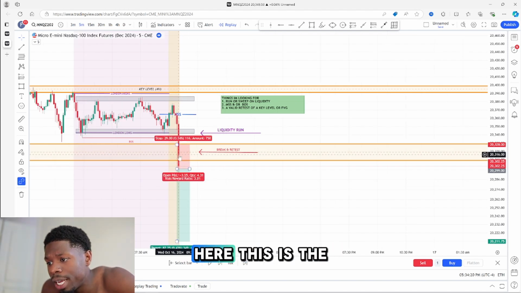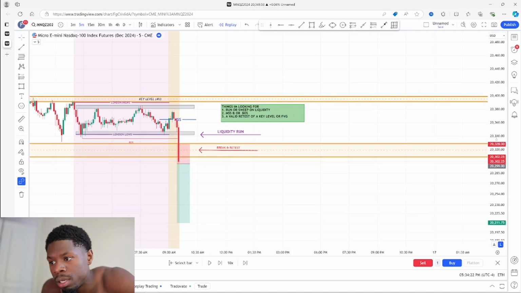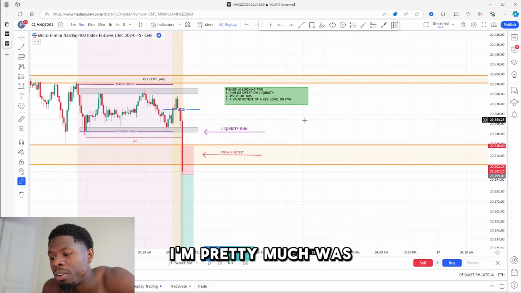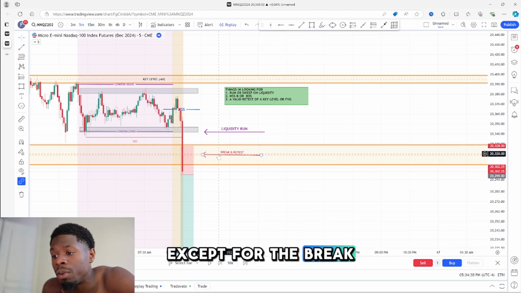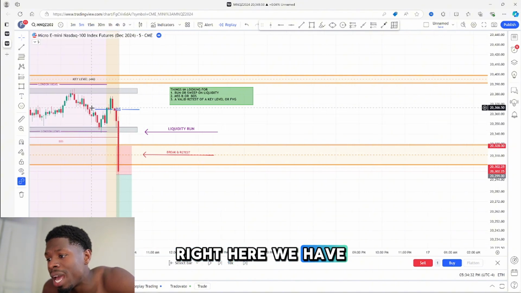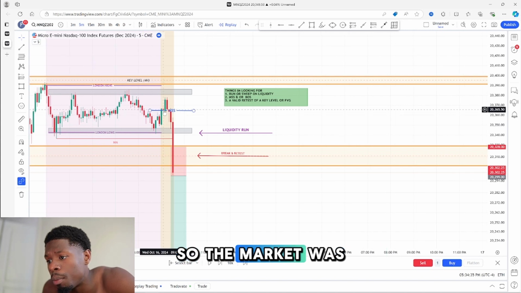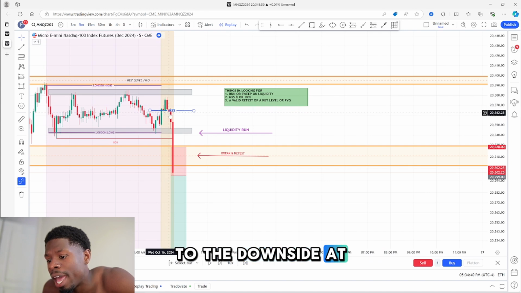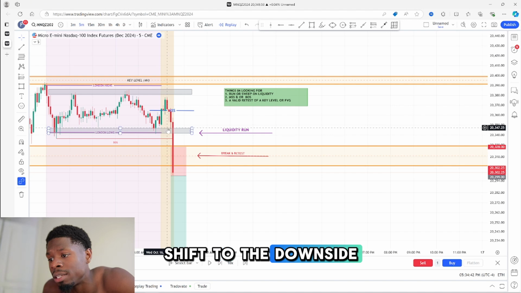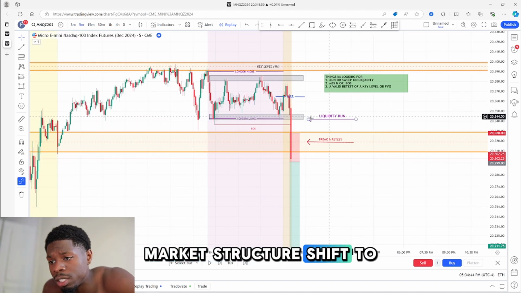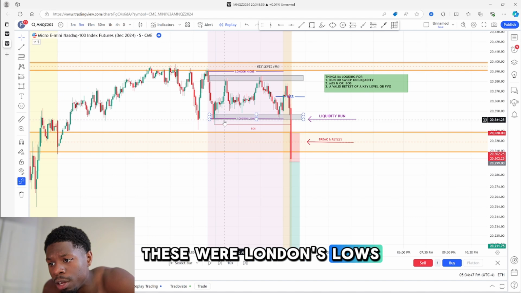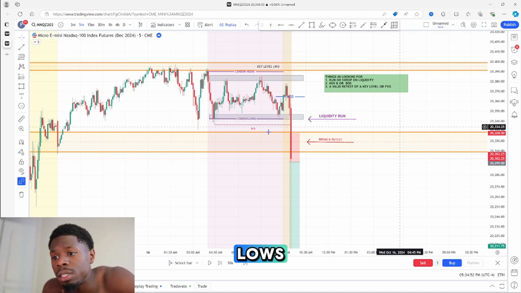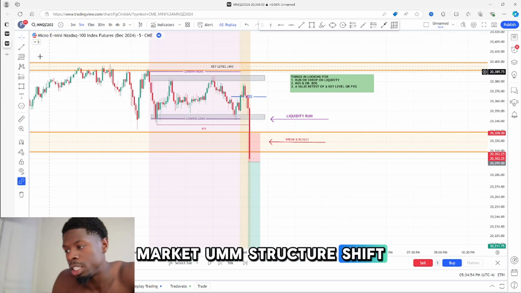So we look right here. This is the 9:30 candle. At 9:30, we can see all three of my criteria pretty much was already met, except for the break and retest, right? Right here, we have our market structure shift. So the market was kind of trying to get onto an uptrend. We broke this structure to the downside at 9:20. That's our market structure shift to the downside, right? Once we got our market structure shift to the downside, these were London's lows. We broke through London's lows. So we ran London's lows and we got our market structure shift already, okay?